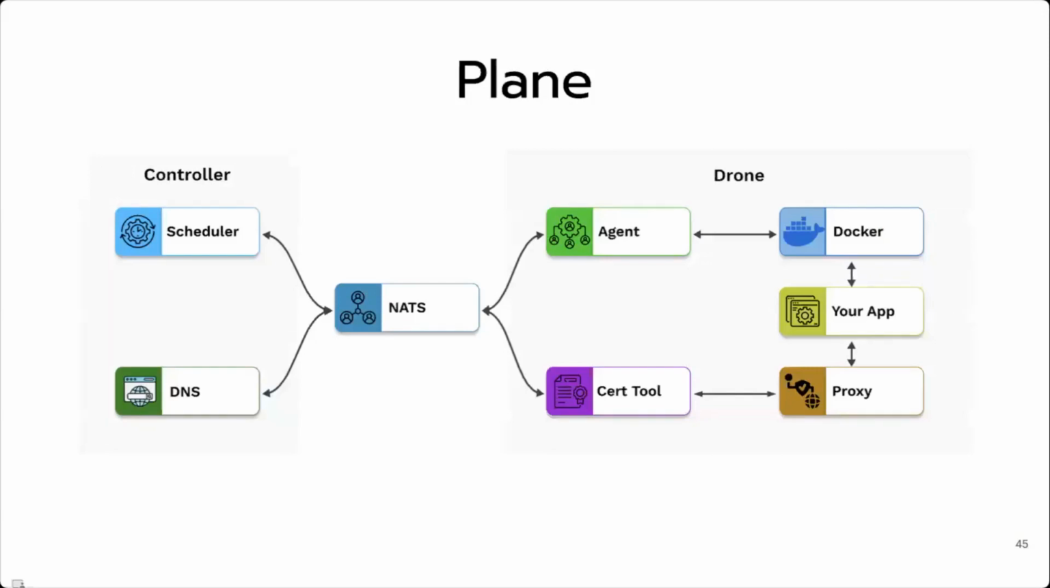First, we have the controller. This is the dispatch center. It's responsible for accepting external requests for backends and deciding which drone to run them on. The controller is also responsible for routing traffic to the appropriate drone by serving DNS.